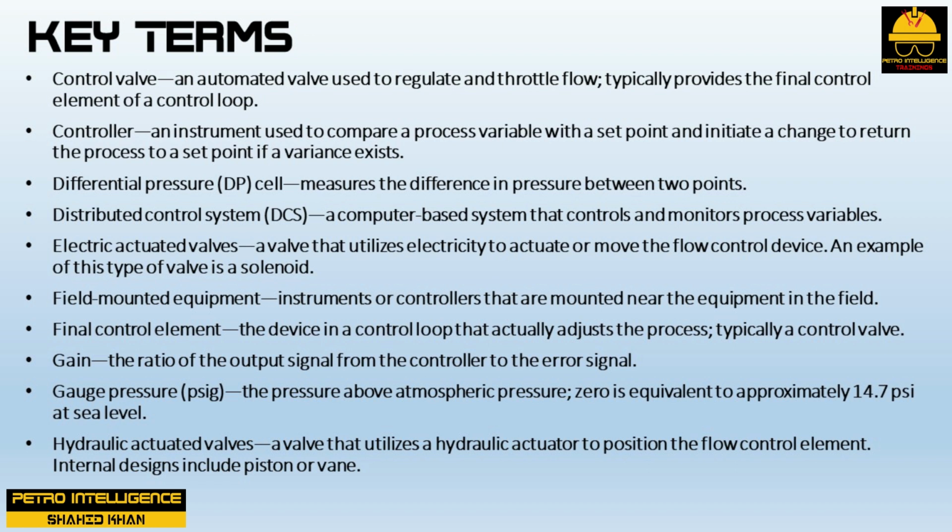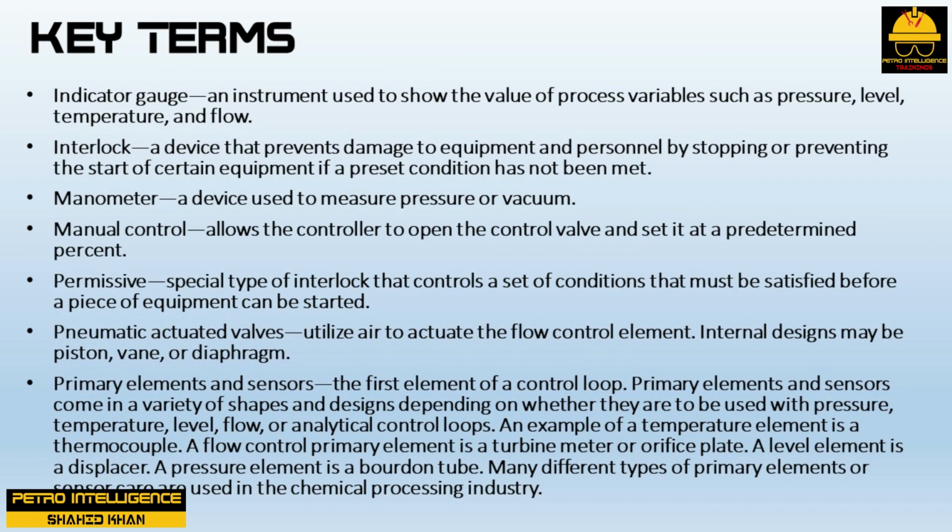Gain is the ratio of the output signal from the controller to the error signal. Gauge pressure, PSIG, is the pressure above atmospheric pressure. 0 PSIG is equivalent to approximately 14.7 psi at sea level. Hydraulic actuated valves utilize a hydraulic actuator to position the flow control element. Internal designs include piston or vane. Indicator gauge is an instrument used to show the value of process variables such as pressure, level, temperature, and flow.